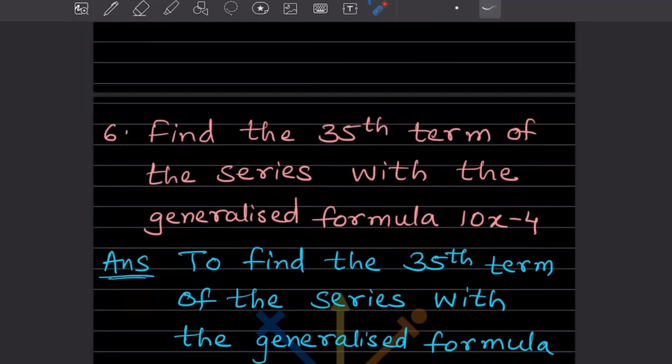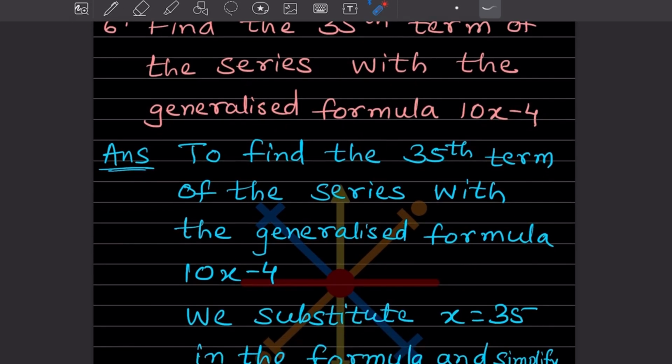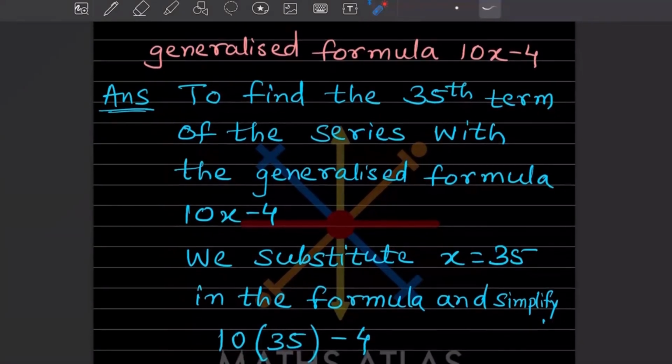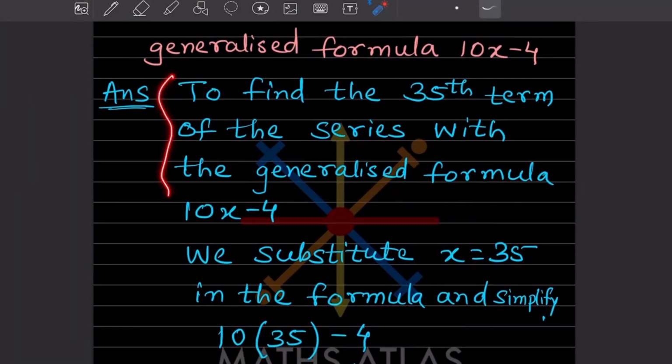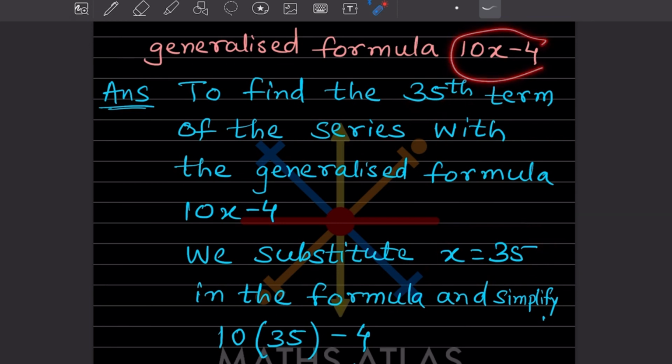Now we will go for the next one. The next problem says: find the 35th term of the series with the generalized formula 10x minus 4. What will we do over here to find the 35th term of the series? The 35th term is asked, so we'll put x as 35 in the formula and simplify. Again, I'll put the formula here. What does this say? 10x minus 4. So 10 is as it is, in place of x I put 35, and this is minus 4. So what is this going to be?